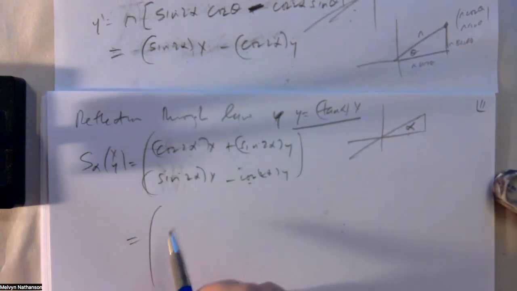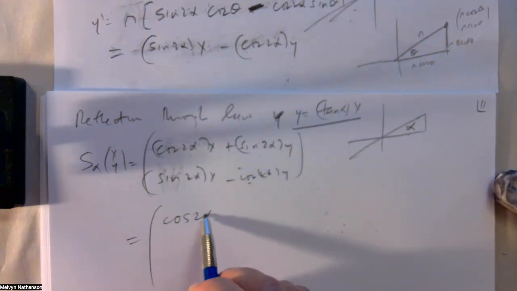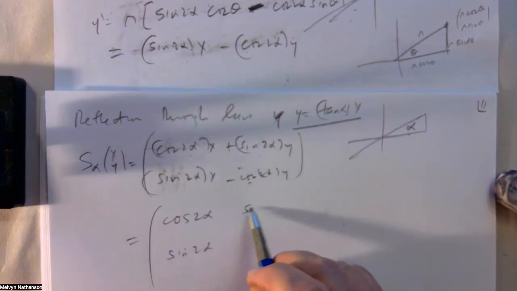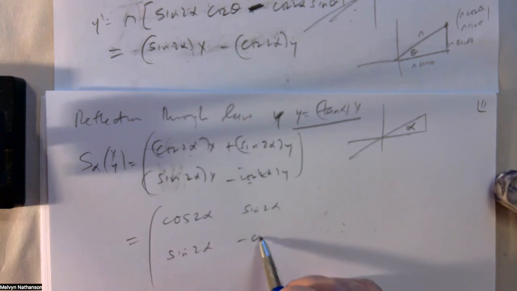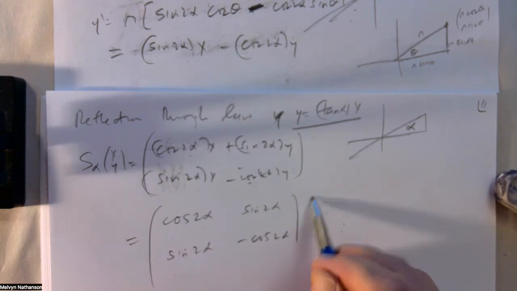So this is exactly the matrix cosine of 2 alpha, sine 2 alpha, sine 2 alpha, minus the cosine of 2 alpha, applied to the vector xy. So the matrix for S alpha with respect to the standard basis is exactly this.